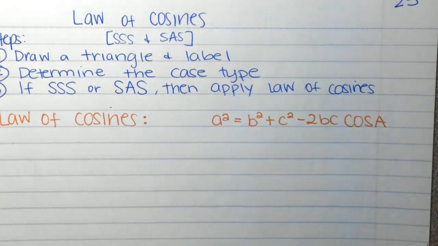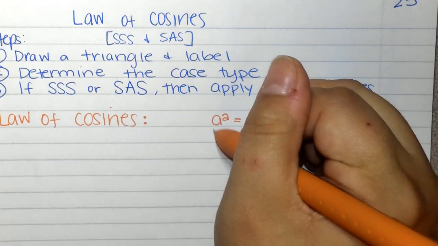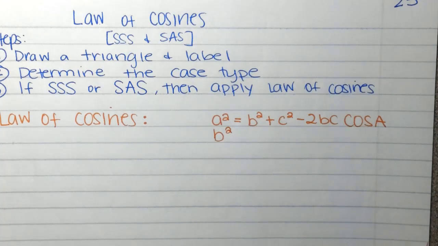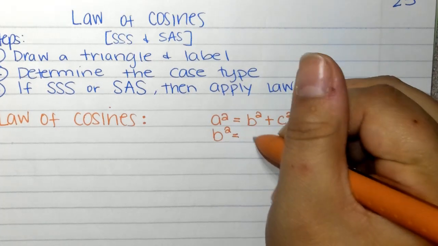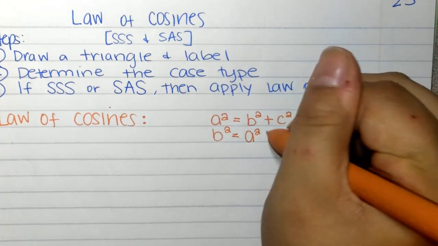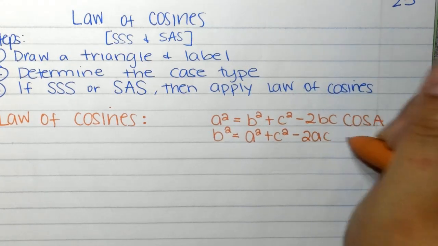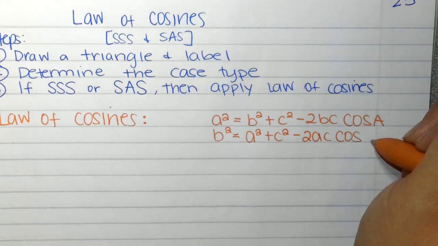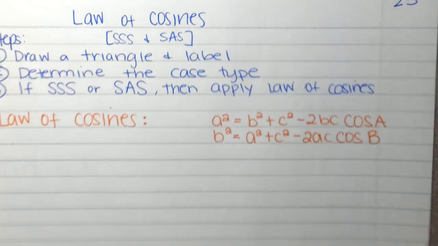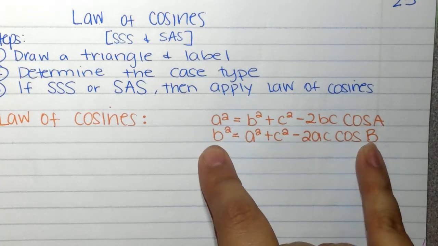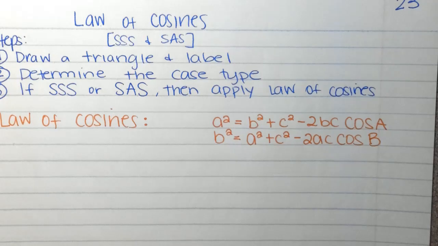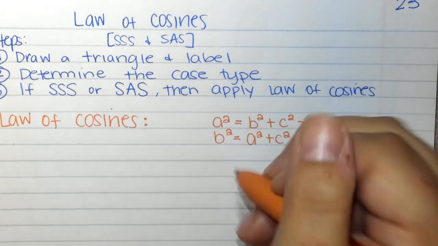So, am I always going to look for angle A? No, I could look for angle B. Or not angle B, side B. If I'm looking for side B, what's it going to equal? B squared equals A squared plus C squared minus 2ac cosine of B. Because again, whatever side is right here, that's the angle that goes there. And what if I'm looking for side C?